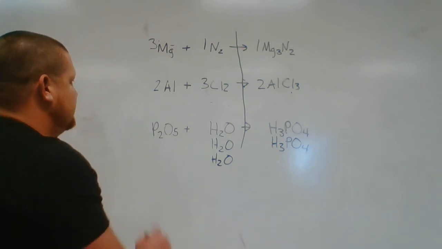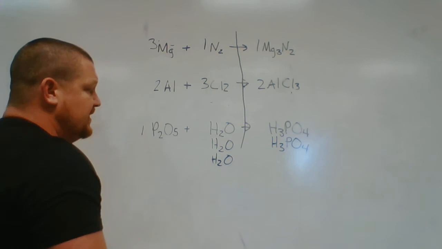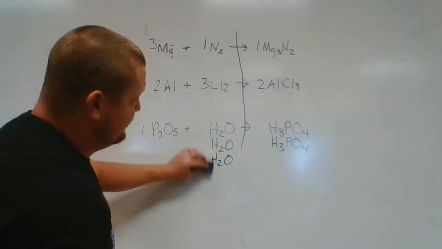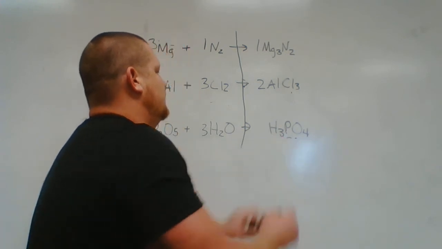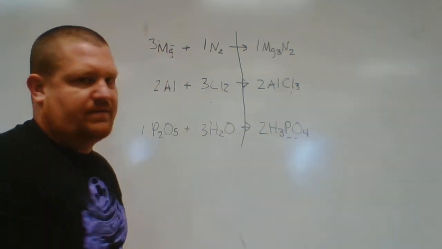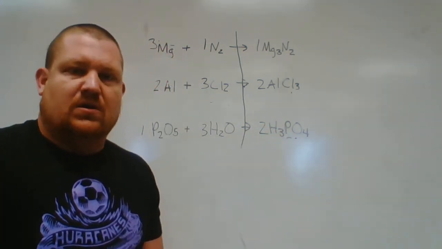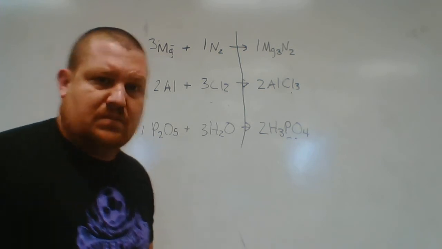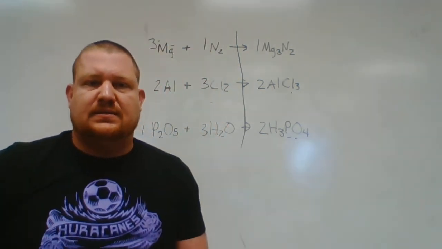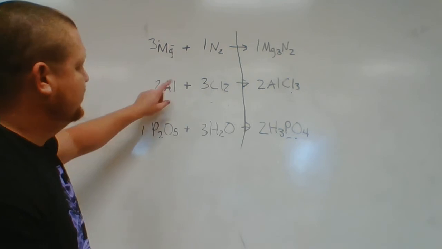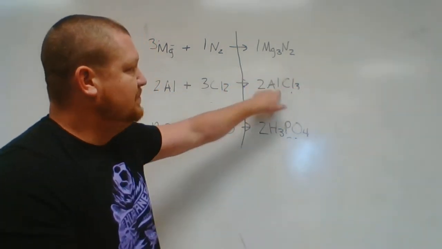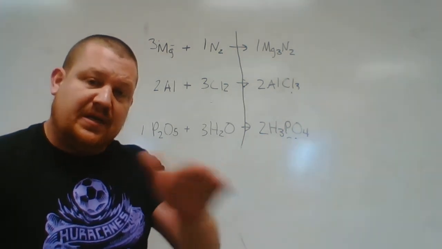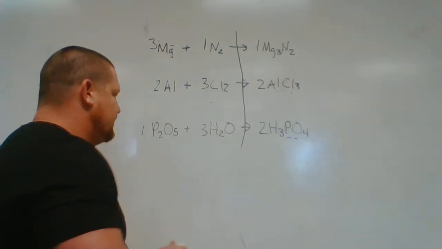So my final answer is, I just needed one of these. I need 1, 2, 3 waters, and I need 2 phosphoric acids. So this could be taught several different ways. Some people say, take your coefficient, 3 times 2 is 6, 2 times 3 is 6, 2 times 1 is aluminum, like you distribute it like you would in math.